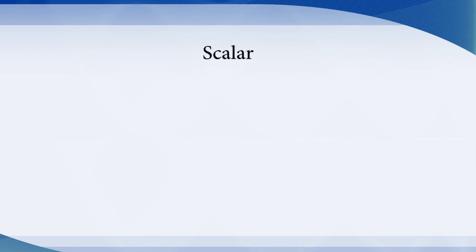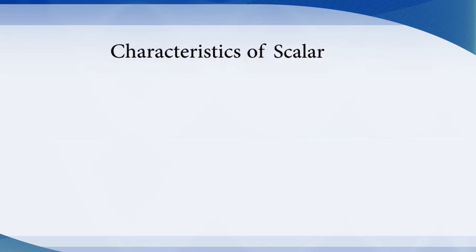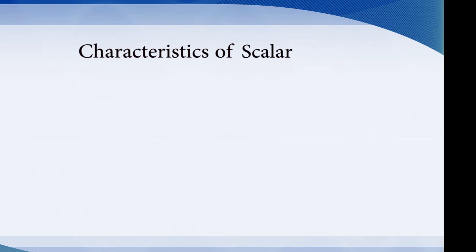Already, you are familiar with scalar. Now, let us see characteristics of scalar. This is a vector AB bar with magnitude 100 meters. Here, this magnitude has direction, so this becomes a vector. If this magnitude has no direction, then it becomes a scalar.